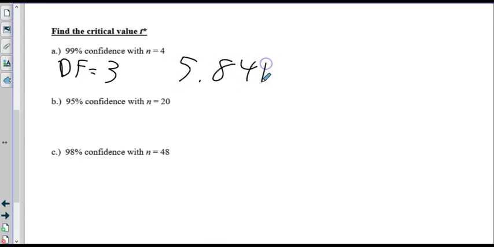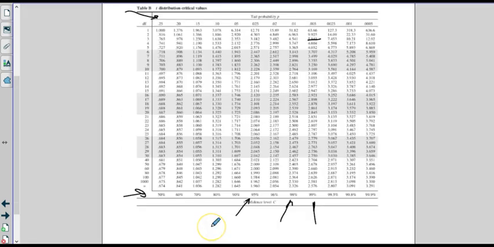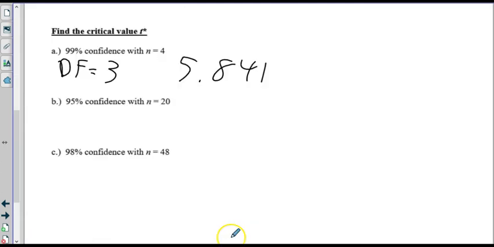Okay, so what we're doing is we're looking at 99%, and we're going up to see where it intersects with 3. Okay? Next one. I'm not going to go back and forth. We're going to look at 95%, which is right here. And we're looking for a DF of what? If the n is 20, what's the DF going to be? 19. So we look at 19 and 95%. And that's going to be 2.093 with the degrees of freedom of 19.